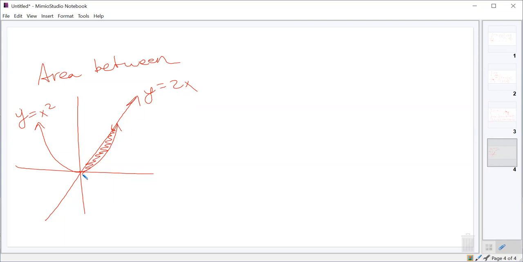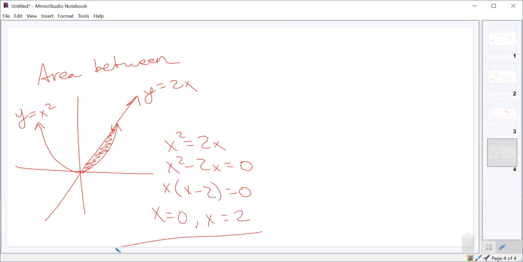You need to find the range where that area exists. So first, find the point of intersection of these two, right? Set x squared equal to 2x, which is an easy quadratic for us to solve, right? Subtract the 2x, you get x times x minus 2. So these two functions should intersect each other at x equals 0 and x equals 2. So that's a good start. Whoever that was at home that said that, what do we do next?